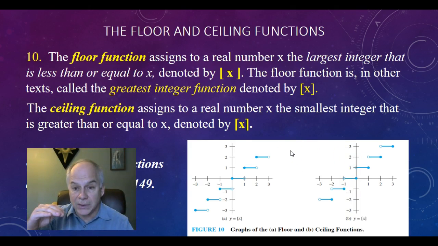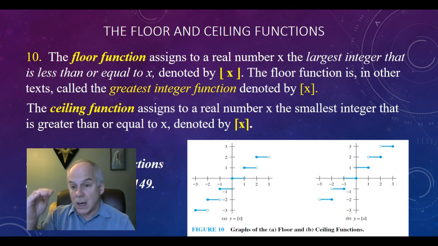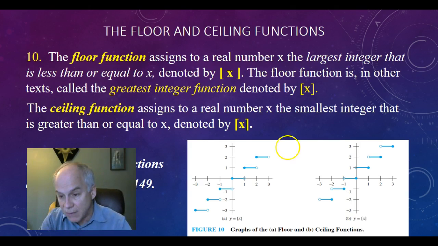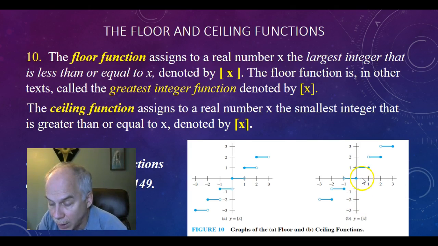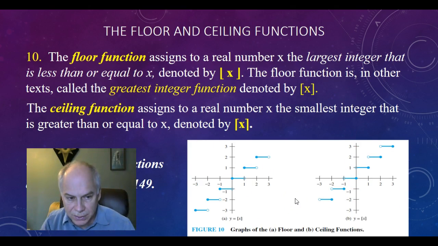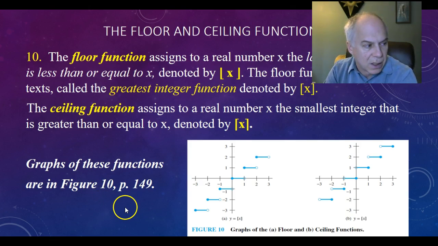The ceiling function always goes higher. The ceiling function assigns to a real number x the smallest integer that's greater than or equal to x. So it's the smallest one that's greater than that value. So let's say 0.4, right? What is the smallest integer that's greater than 0.4? Well, that's 1. So when I have 0.4 here, 1 is the y value. So these are called step functions when it looks like a staircase like that, but there's the floor function and the ceiling function. Now you can also look at the examples of this in the text.